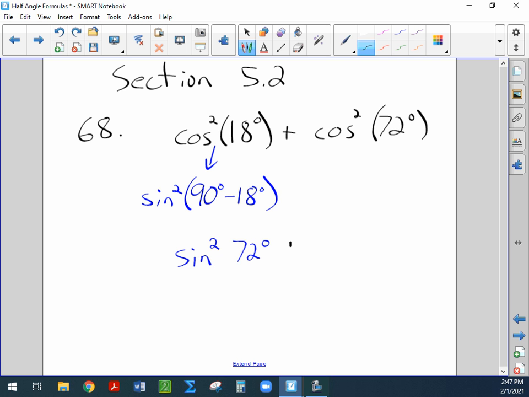And so if I add to that cosine squared of 72 degrees, we've got to go back to that Pythagorean identity and think about it for what it is. Pythagorean identity says sine squared of theta plus cosine squared of theta equals 1. And theta represents any angle. So I have sine squared of an angle plus cosine squared of that same angle. And so when I add those together, I get 1.